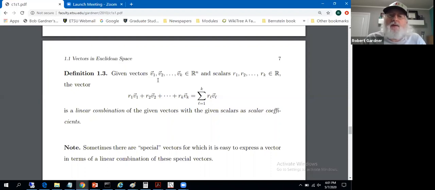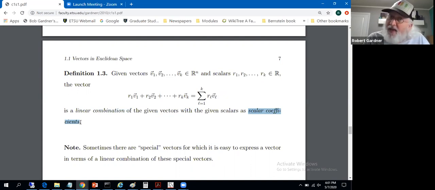Given vectors v1 through v sub k in Rn, and given k scalars, one for each vector, the vector we get by taking the first scalar times the first vector, plus second scalar times second vector, plus and so on, up to the last scalar times the last vector. For fans of summation notation, we could write it as the sum from l equals 1 to k of r sub l times v sub l. So you're adding together a total of k vectors, each one with a coefficient. I've thrown that word around probably in the past. We're finally formally defining the coefficients of a vector. And of course, they're scalars.